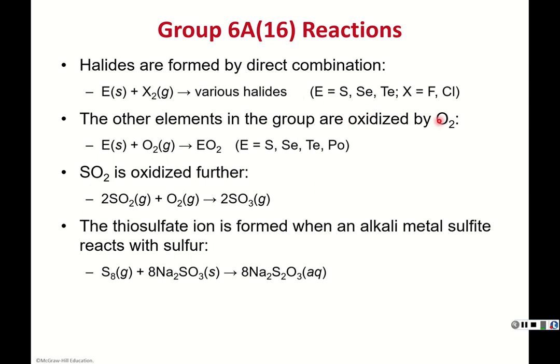Other elements in the group are oxidized by O2, the top element in the group. So you combine any of the elements below oxygen with oxygen, and you get oxides. SO2 is actually oxidized further into SO3. Thiosulfate ion is formed when an alkali metal sulfite reacts with sulfur. So we have S8, that crown-shaped orthorhombic sulfur, mixing with the sulfite, and we get what's known as a thiosulfate with the S2O3.